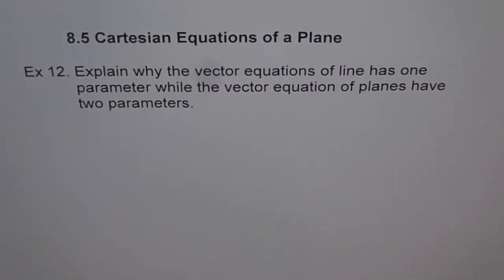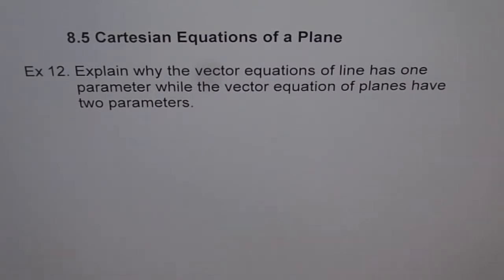Example 12. Explain why the vector equation of a line has one parameter while the vector equation of planes have two parameters. I'll suggest you look into my video on parameters so that you understand what parameters are. And there also we have answered it.